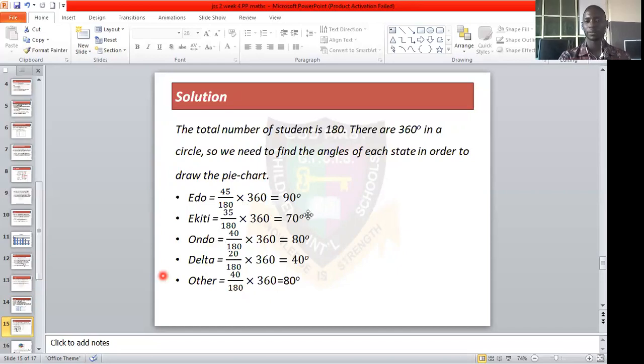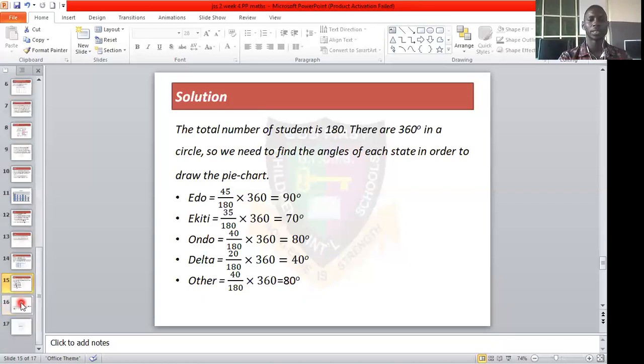So you add all these degrees. 90 plus 70 is 160. 160 plus 80 gives you 240. 240 plus 40 gives you 280. And 280 plus 80 gives you 360. So you have the sum of everything as 360. Then you now break it into a pie chart.